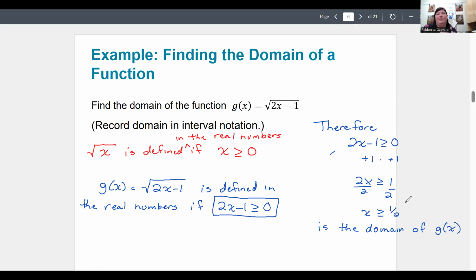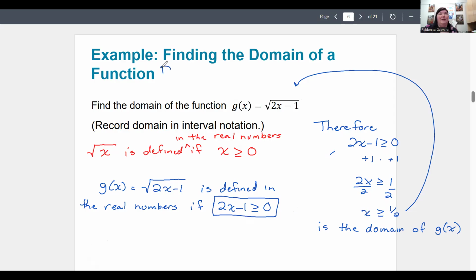Because if we notice, I put back in here, if x is 1/2, then we have 2 times 1/2, which is 1. 1 minus 1 is 0. Square root of 0, that's defined. If x is, say, 1, then we have 2 times 1, which is 2, minus 1, which is also 1. Square root of 1 is 1. So it stays defined as long as I'm over 1/2. If I go below that, like let's say 0, then I would have 0 minus 1, and I'd be doing the square root of minus 1.